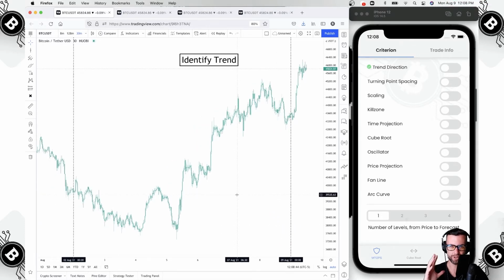Okay, so now you've got your cycles down. Next, we're going to put down our quadrants. Now, our quadrants are there to help us space out our turning points correctly.